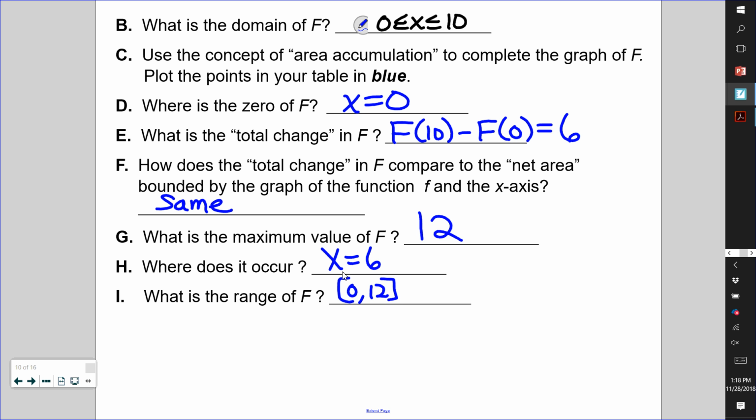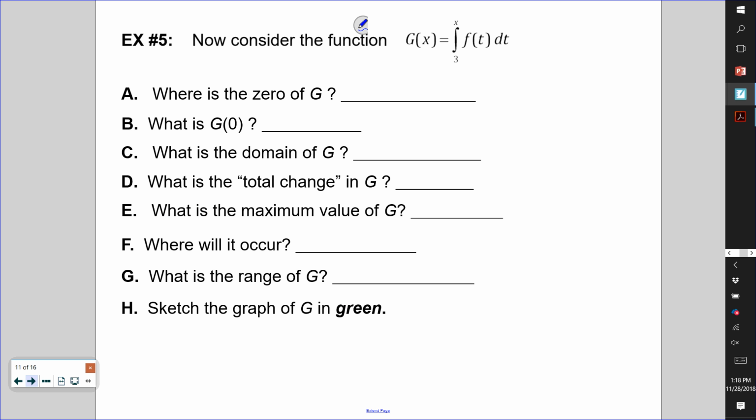Okay, so now we're going to use the same graph, but we're going to answer questions for g of x, and g of x goes from 3 to x, not 0 to x. Okay? So we're going to go ahead and make a little table for g, because otherwise it's going to be harder to figure this out. You probably have room right over on the edge on the right where you can make your own little table.